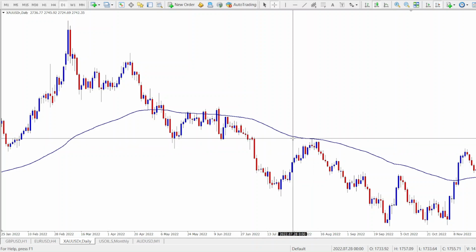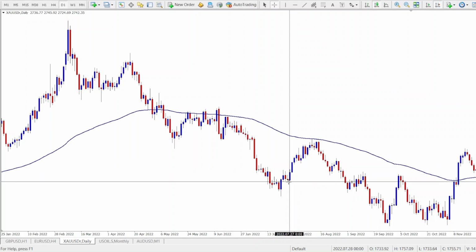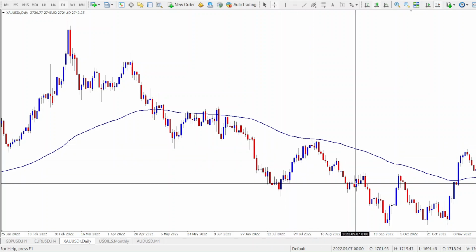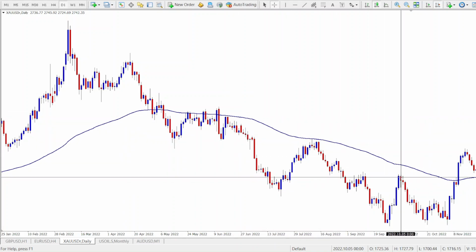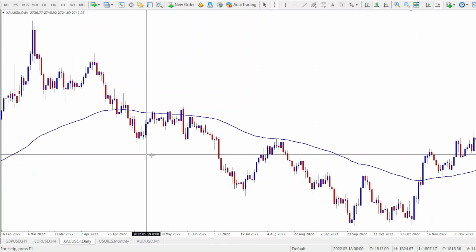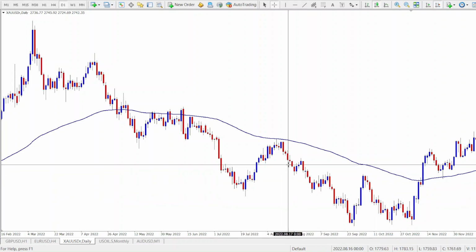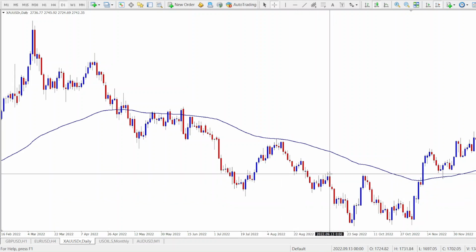So in a sell trend, you will likely be seeing the price coming to the moving average and reversing back downwards, as we can see happening throughout this period. At this point, it got close to the moving average and began to reverse back downward, because this is a sell trend. So in situations like this, you'll be looking out for sell trades.